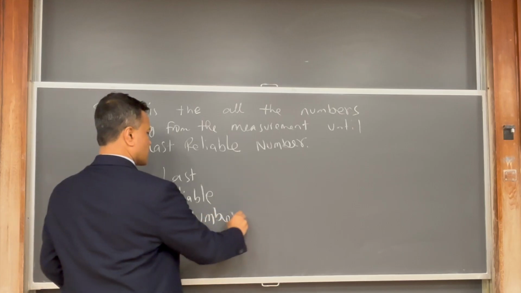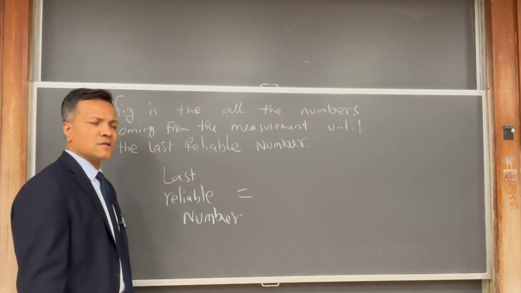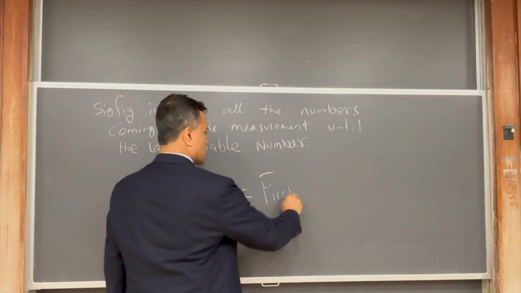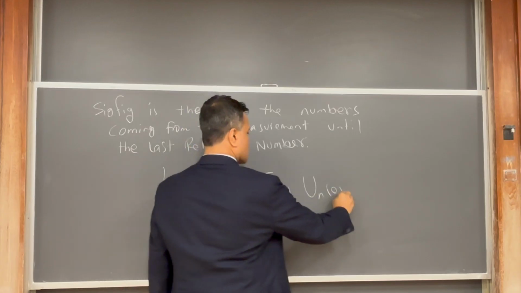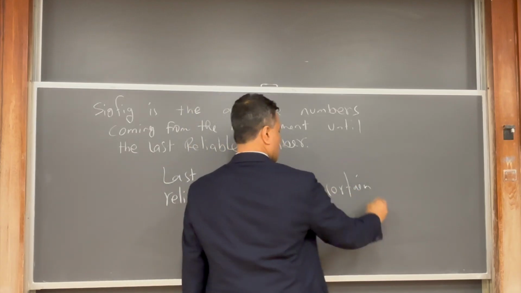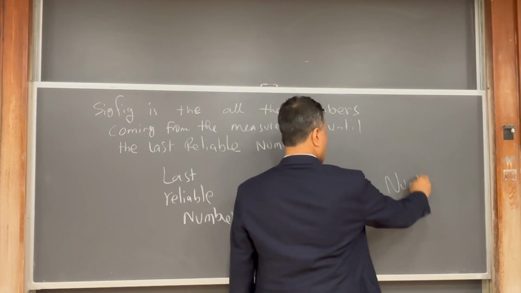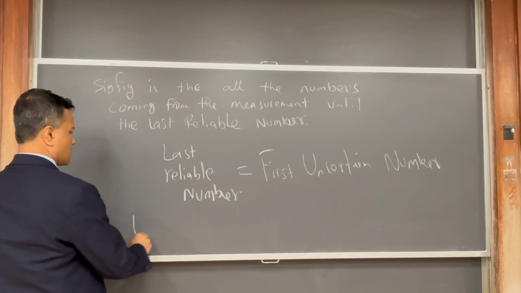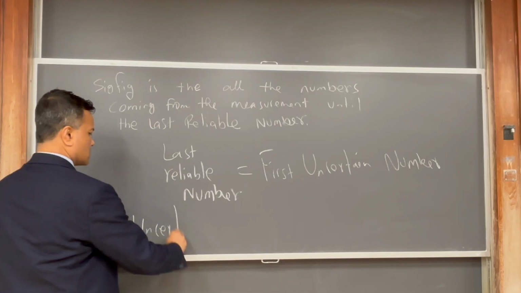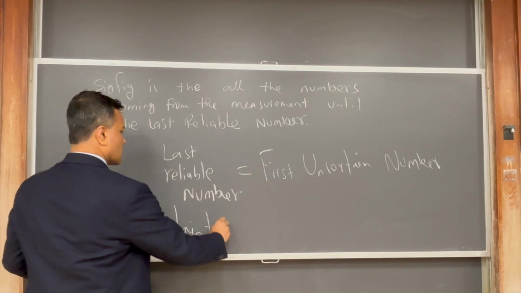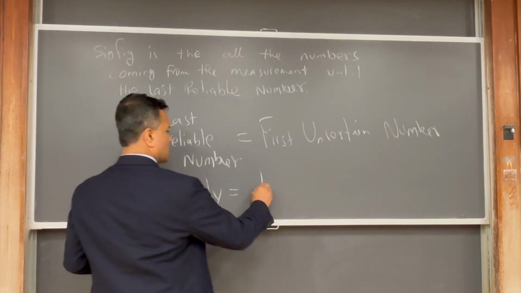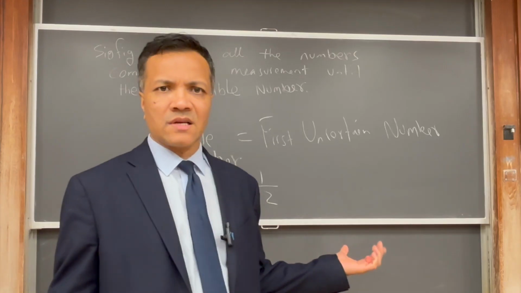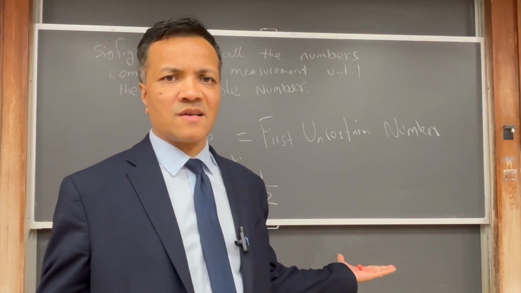What is the last reliable number? The last reliable number can also be said as the first uncertain number. Uncertainty can be calculated as half the last reliable number. You divide the last reliable number by half. That's the uncertainty.